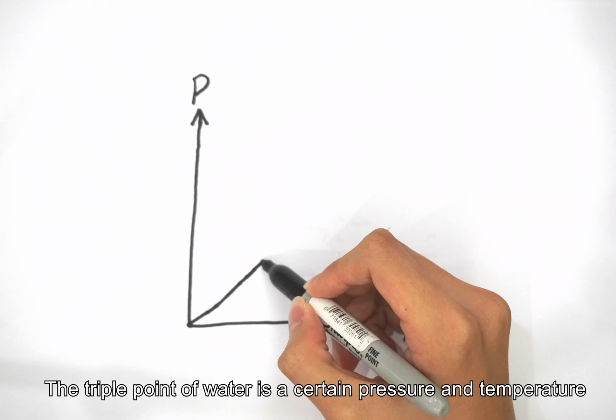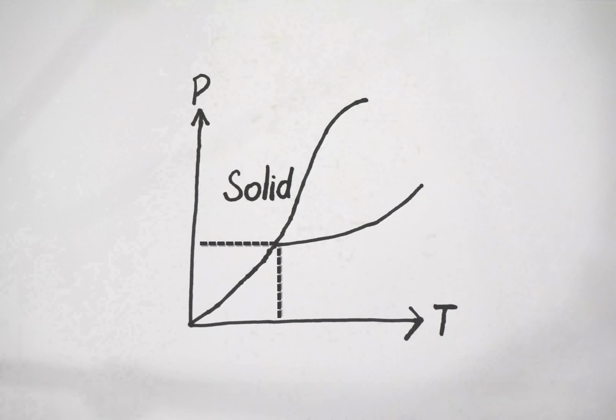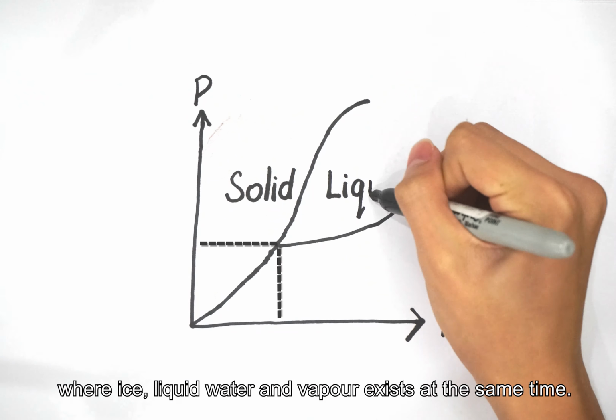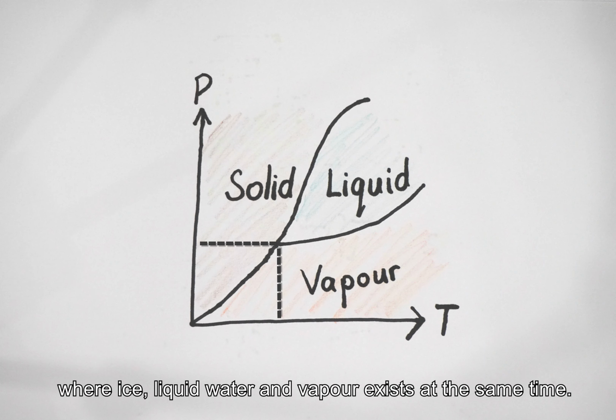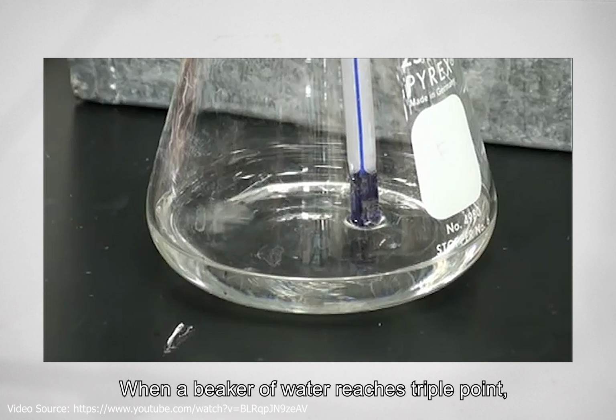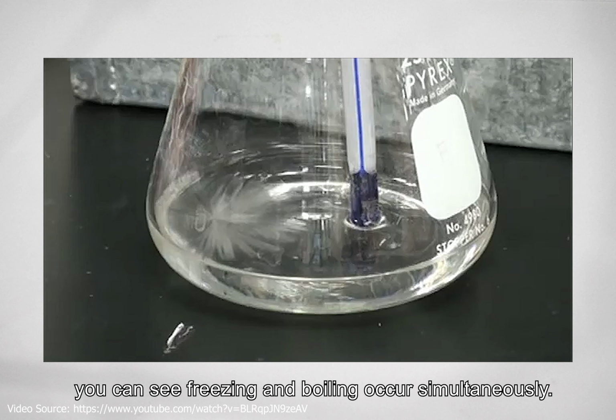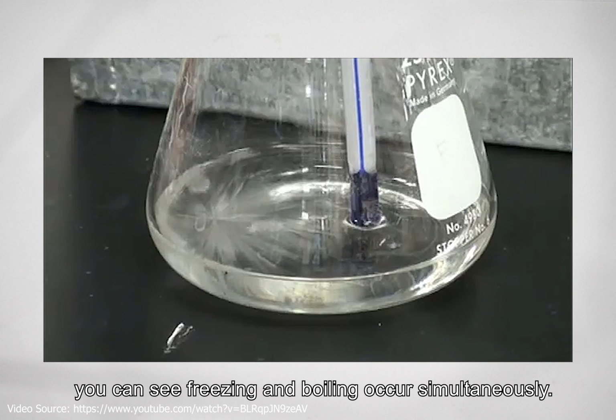For Kelvin, the original definition is based on the triple point of water. The triple point of water is a certain pressure and temperature where ice, liquid water, and vapor exist at the same time. When a beaker of water reaches triple point, you can see freezing and boiling occur simultaneously.